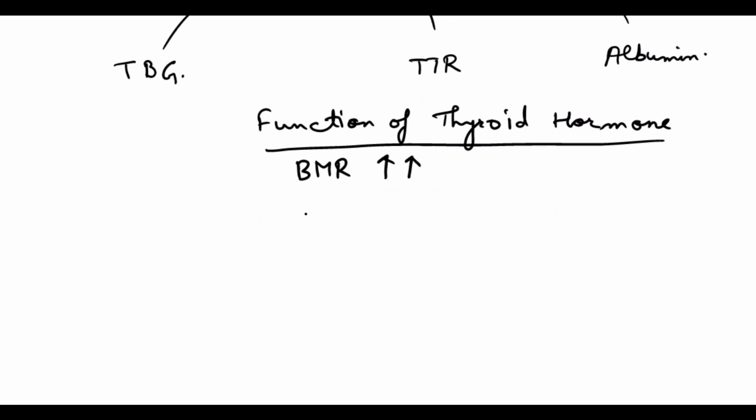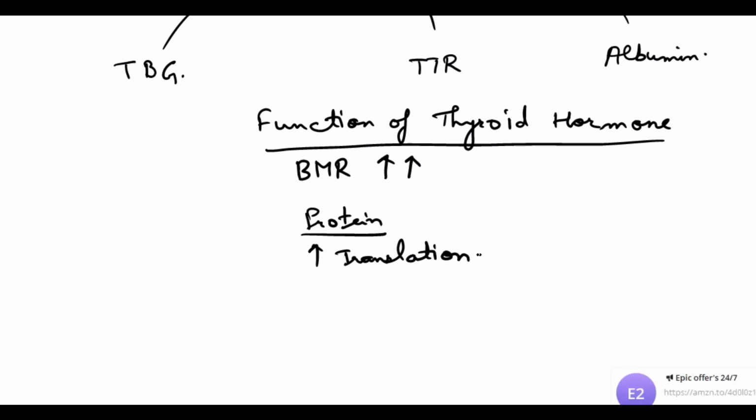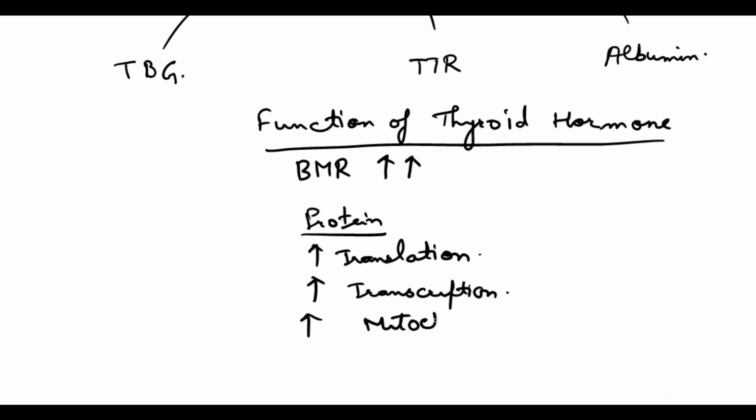Second is action on proteins. How does it affect proteins? Thyroid hormone increases the synthesis of protein in cells. This process is accelerated by two mechanisms. The first is increasing the translation of the RNA. What thyroid hormone does is it enhances the RNA translation in the cells, activating ribosomes, leading to increased protein synthesis.